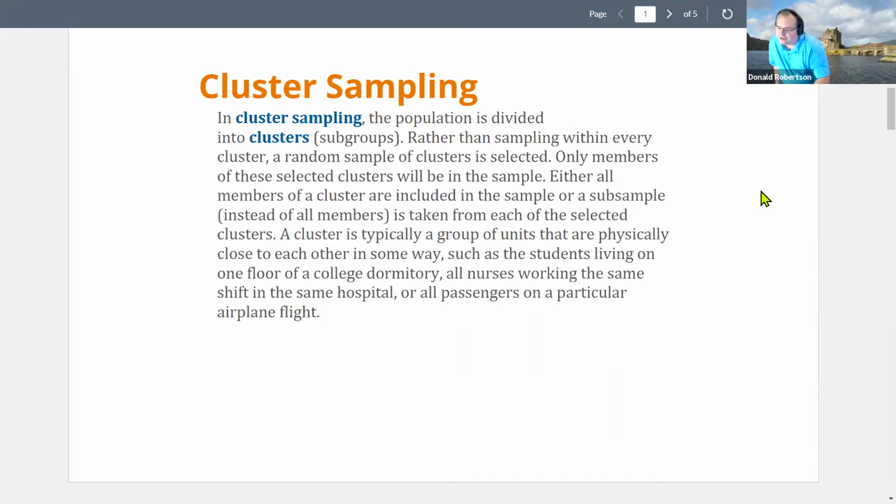Your clusters in this case are hospitals, right? You get 5,000 hospitals in America. You pick randomly from that group, and then you ask everybody. An interesting way of getting around a problem.